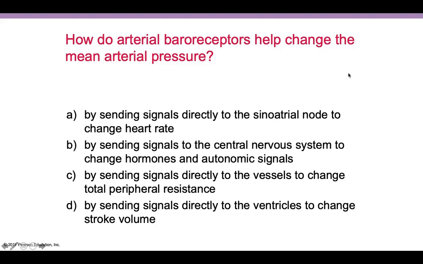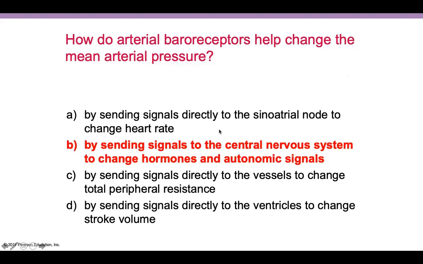How do arterial baroreceptors help change the mean arterial pressure? So this is one of those homeostasis loops, right? It's going to be sending signals to the central nervous system, specifically the medulla oblongata, and then that center will send out efferent signals that result in hormone release and then neurotransmitter, which are autonomic signals. So B is correct here.